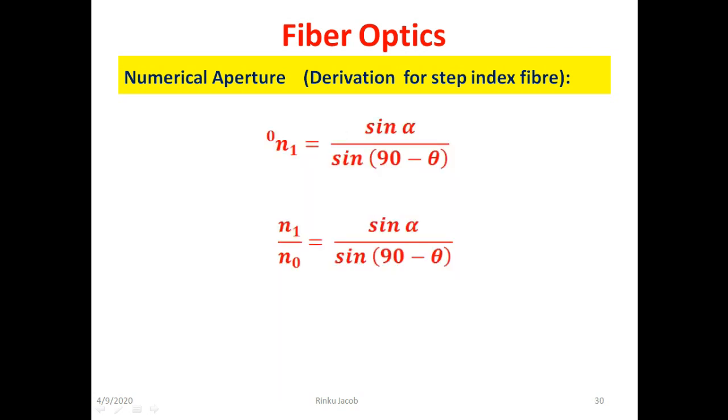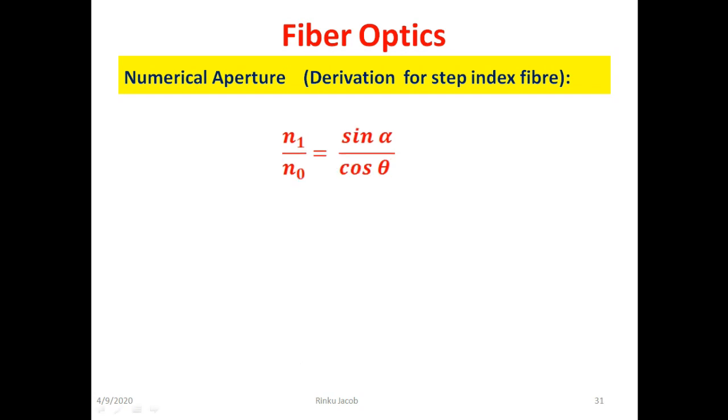The left side of the equation can be expressed as the ratio between the refractive index of the medium to which the light is traveling to the refractive index of the medium from which the light is coming. Here the light is coming from the surrounding medium, which has a refractive index n0, and traveling to the core of the optic fiber, which has refractive index n1. Now we write sine of 90 minus theta as cos theta in the denominator on the right side of the equation. Now on cross multiplying we get n1 cos theta equal to n0 sin alpha.